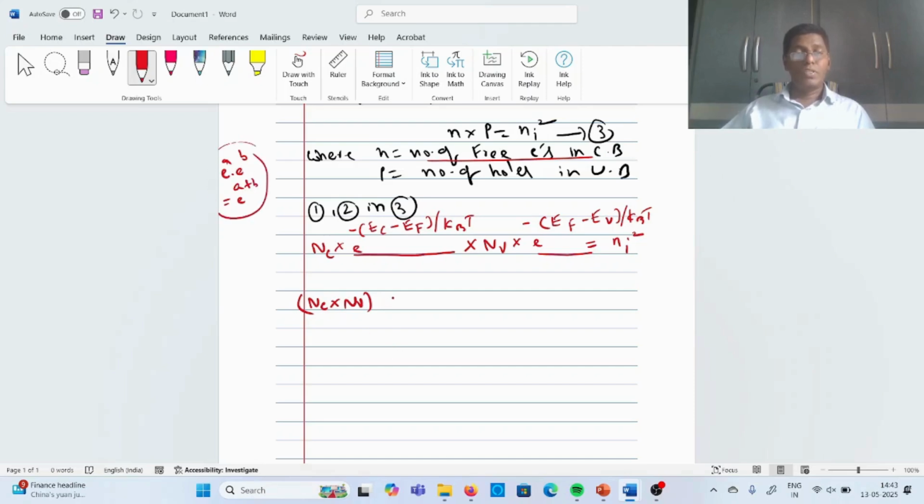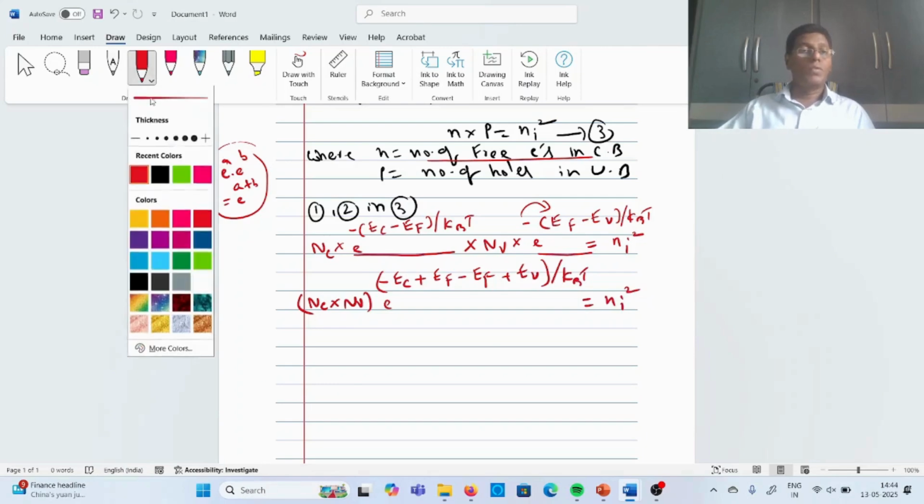As per this notation, I am using e power of, first multiplying the minus into Ec minus Ef, so minus Ec plus Ef. Then multiplying the minus into Ef minus Ev, it will become minus Ef plus Ev, total divided by kBT. This is equal to Ni square.